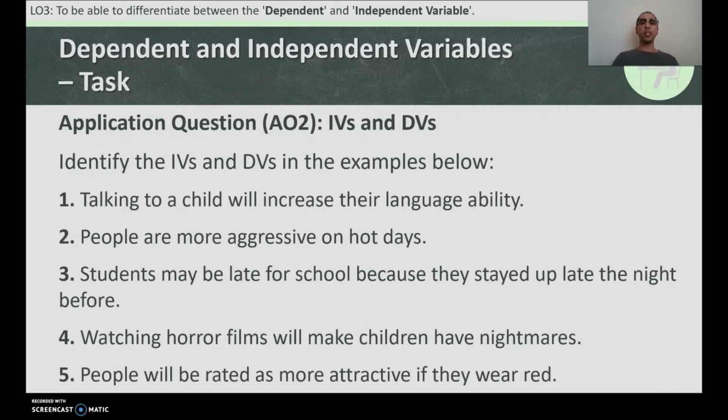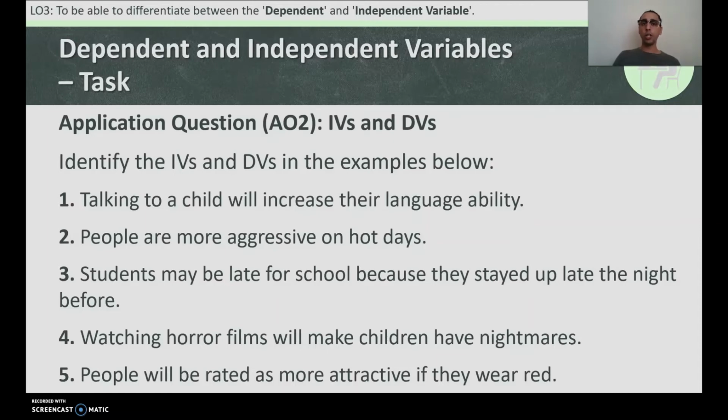People are more aggressive on hot days, right? What's the IV? What's the DV? Write it down. We're going to go through it in a second. People are more aggressive on hot days. What are you measuring here? And what are we changing? What's the independent variable? Students may be late for school because they stayed up late the night before.